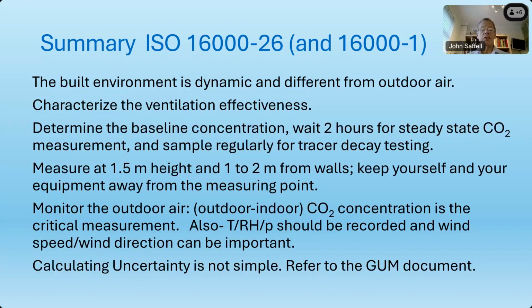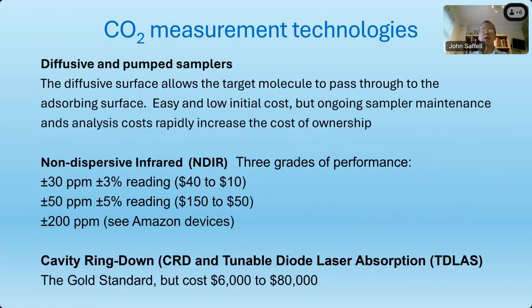Okay? You measure typically at 1.5 meter heights and 1 to 2 meters from walls, and keep away from the measuring point, please. Okay, and you monitor the outdoor air. It's outdoor minus indoor CO2 concentration. Also, temperature, humidity, pressure should be recorded, and wind speed, wind direction. And finally, calculating uncertainty is not simple. Refer to GUM.